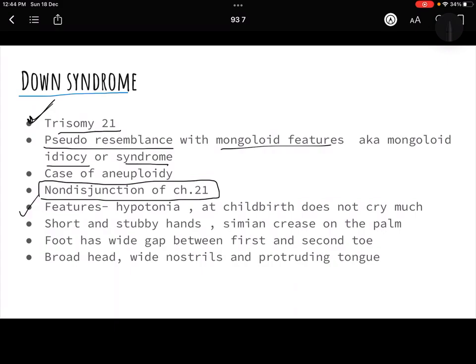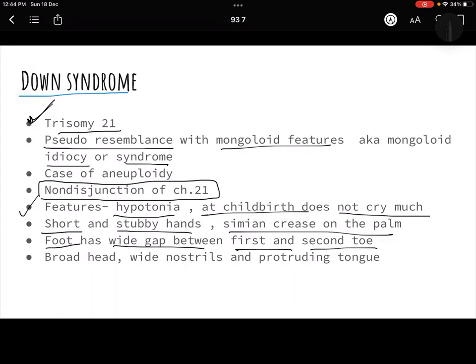Now features: hypotonia, that means weak muscles. We have talked about this. At childbirth, the child does not cry much. Okay, they have short and stubby hands. That means very stocky. Then simian crease on the palm. Foot has a wide gap between the first and the second toe. I'll show you. Then broad head, wide nostrils and protruding tongue. You can say broad head, wide tongue and round face. Mongoloid characters are also there. Okay? And protruding tongue. So these many I think are fine.